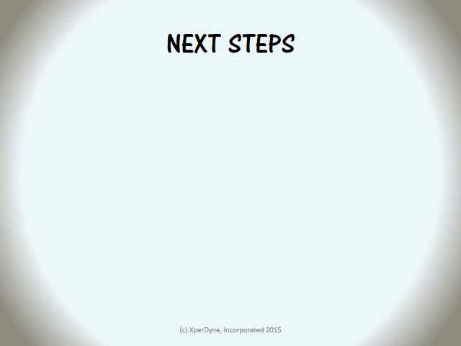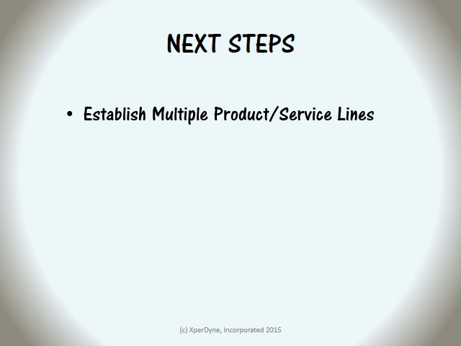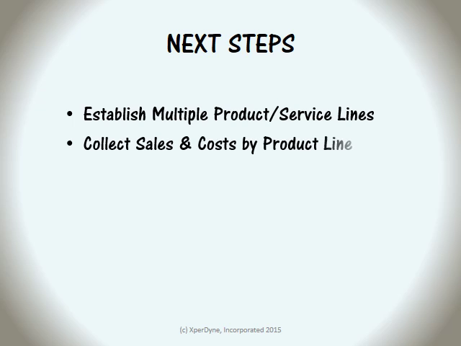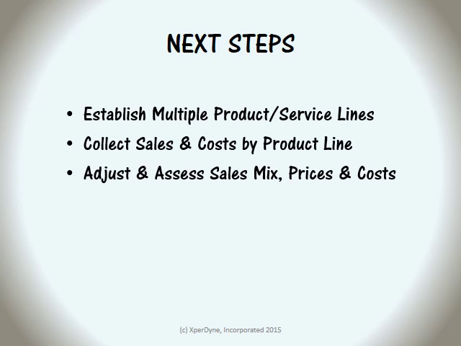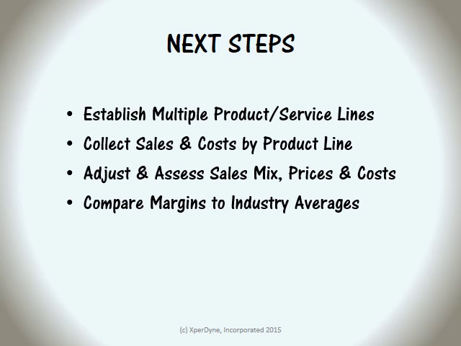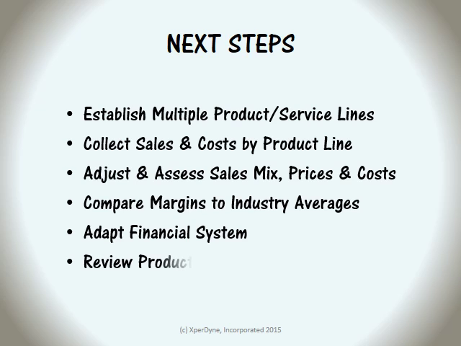So you now need to move forward and establish product lines with gross margins for each. Start collecting sales and costs by product line. Try different sales strategies and measure the results. Compare your margins to industry averages as a performance baseline. You may also wish to contact your financial systems vendor and determine their options for individually tracking products. For additional information related to this topic, review our resource video, Product Data.